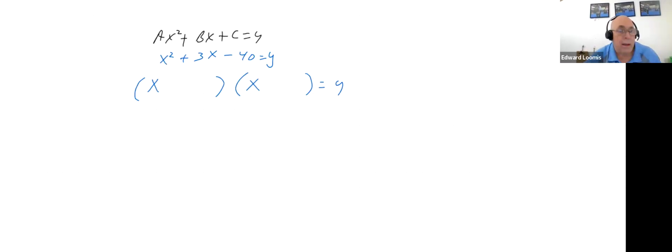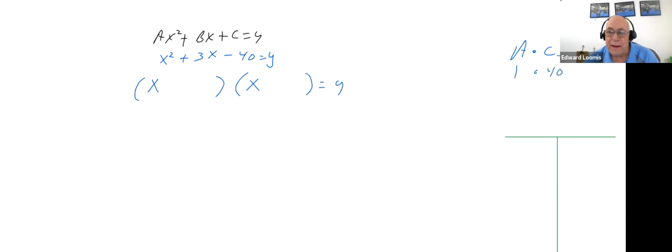Okay, so now this is where it gets a little confusing. The bottom line is I need to figure out the rest of this problem. And what I'm going to do is take whatever a is and multiply it by whatever c is. Now, when a is 1, it's just going to be whatever c is. But let's not worry about that yet. Let's just look at 1 times 40. And I'm not going to worry about whether this multiplies to be a positive or negative, okay? 1 times 40 is 40.